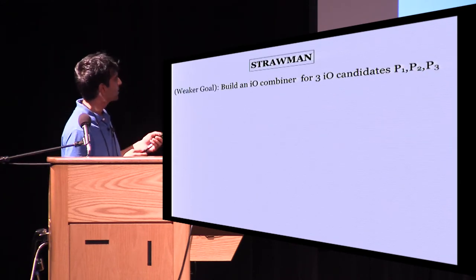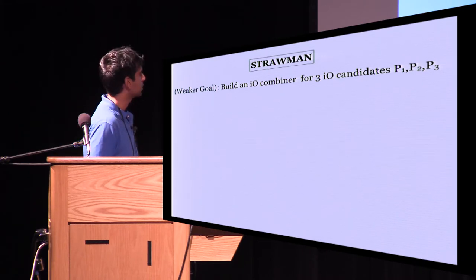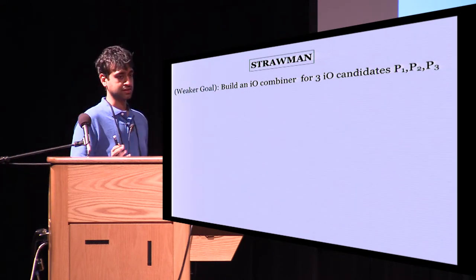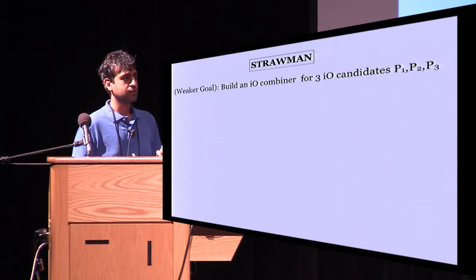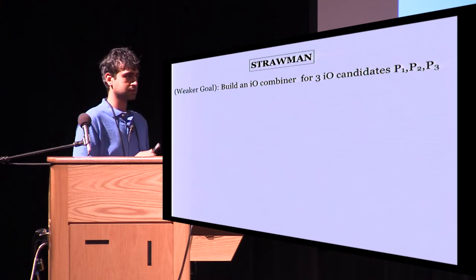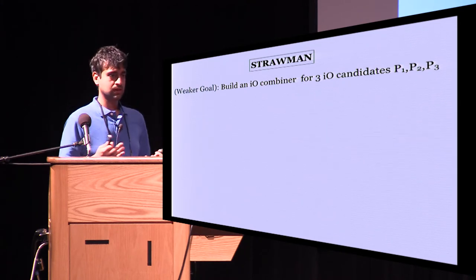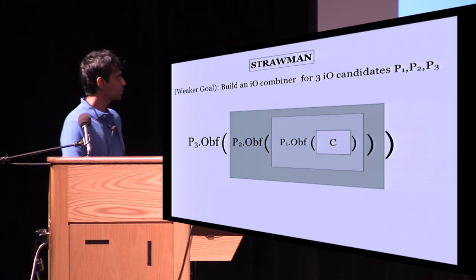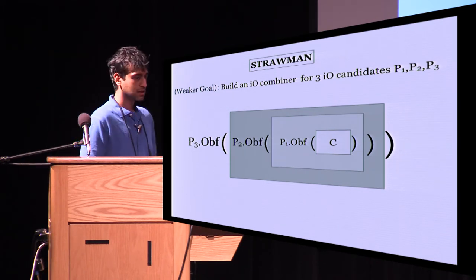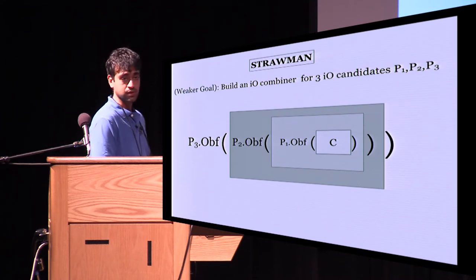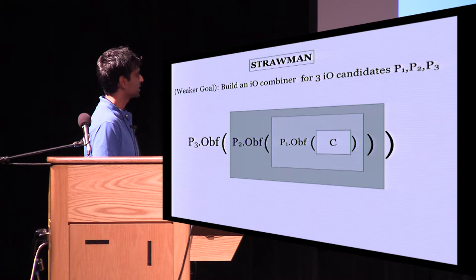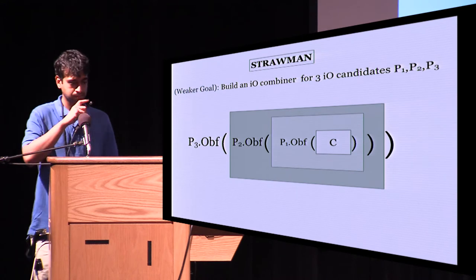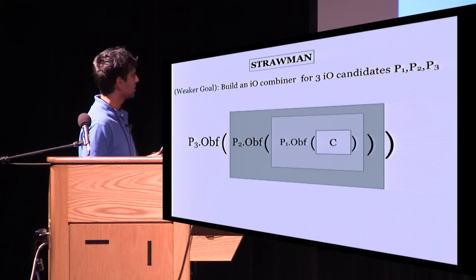Okay, so let me show how to build a robust IO combiner. Let's start with a very weak goal where we just have three candidates, P1, P2, and P3, and we want to build a robust IO combiner for these three candidates. The most natural approach that comes to mind is that of reobfuscation. You start with the circuit C that you want to obfuscate. You first obfuscate C using P1, then you obfuscate this result using P2, and then you obfuscate this result using P3. So this is the naive construction.